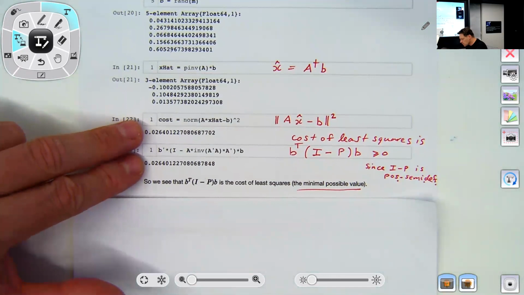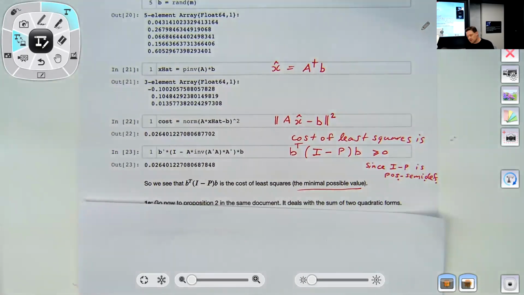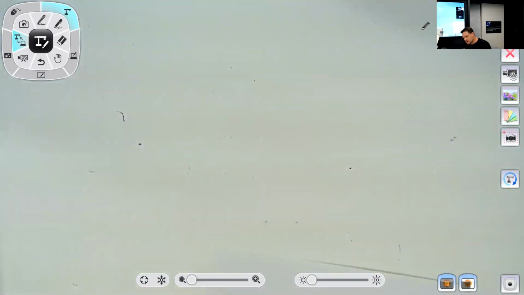All right, so I think I'm ready to turn it over to Walla. Are you ready, Walla? All right, so thanks.